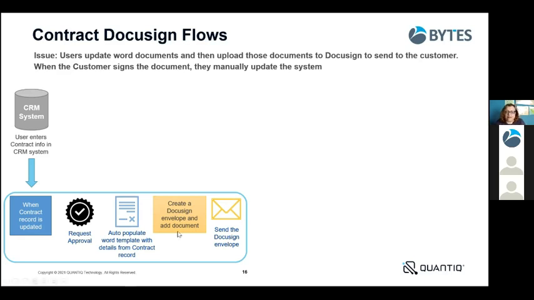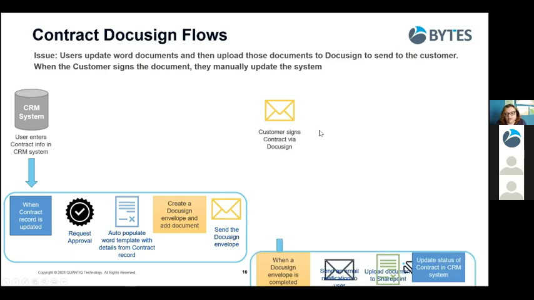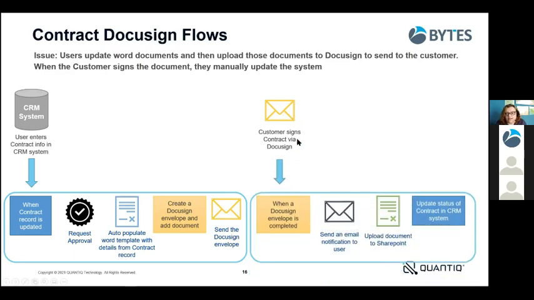It then automatically creates a DocuSign envelope, adds the document, and sends the DocuSign envelope to the customer. And it's getting the customer's email address from CRM. It's got everything that it needs from this database. So the DocuSign envelope goes, the customer then signs the contract. When the customer signs the contract in DocuSign, the status of the envelope is updated.